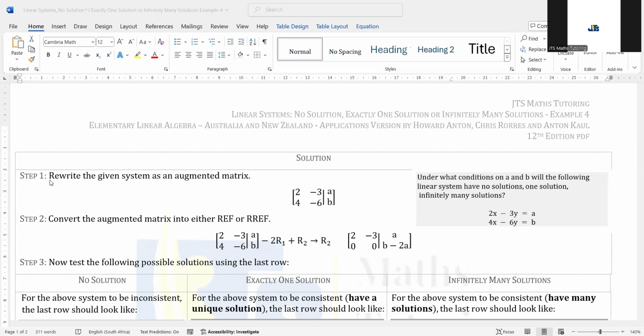Step number one, rewrite the given system as an augmented matrix, which is what I have right here. Step number two, convert the augmented matrix into either row echelon form or reduced row echelon form, which is what I have right here. Step number three is now to test the following possible solutions using the last row. Okay, so let's get going.